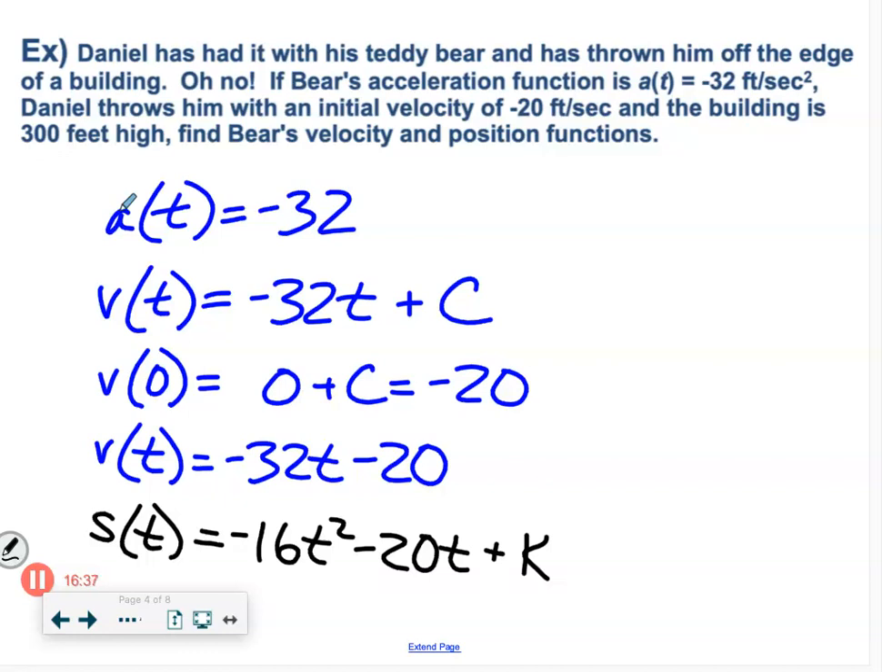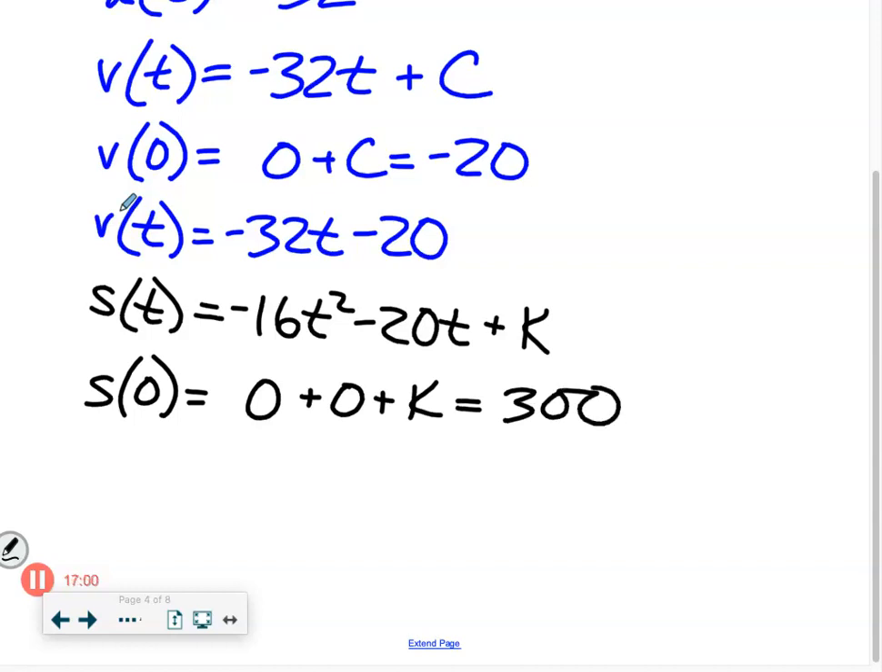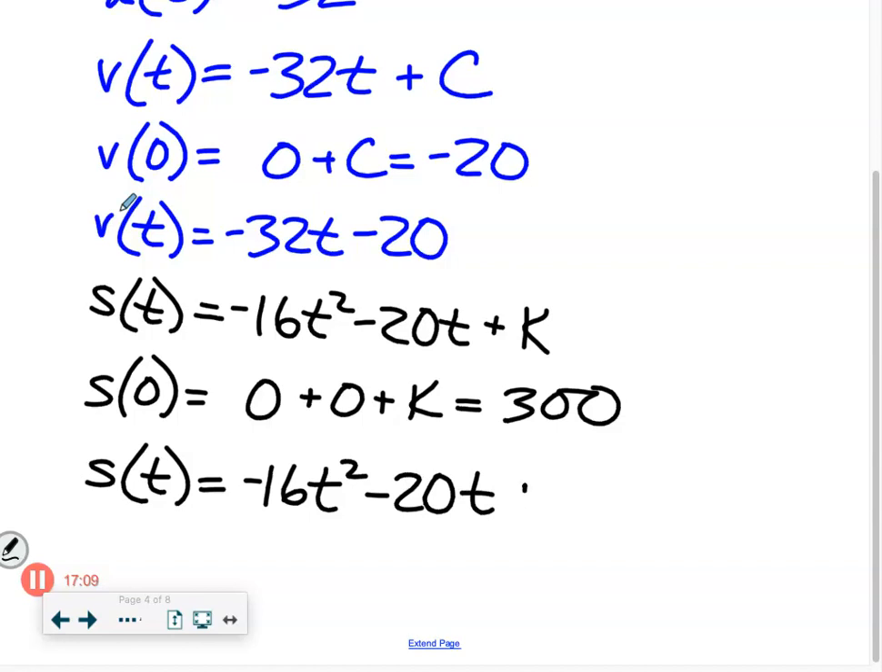The building is 300 feet high, so that would be like Bear's initial position, right? Obviously, it changes as time changes, because he's falling. But his initial position is 300, so that means s of 0 is 300. So our unknown constant is 300, and our final position function is negative 16t squared minus 20t plus 300.